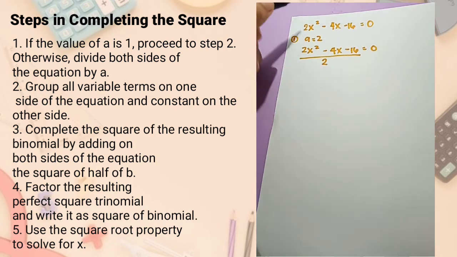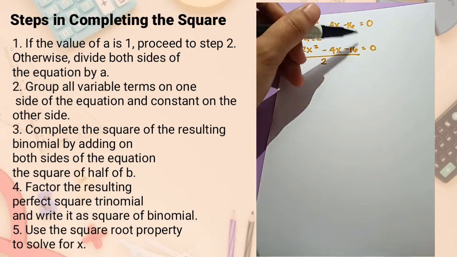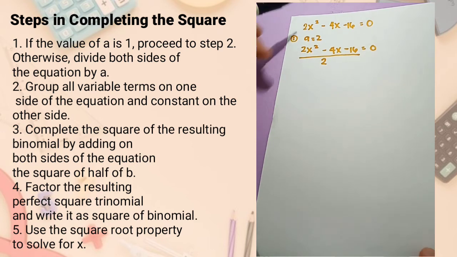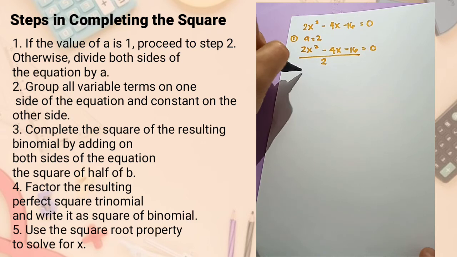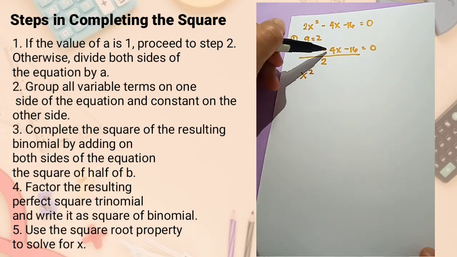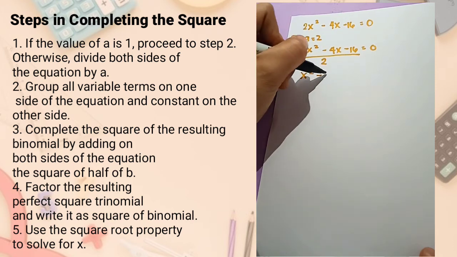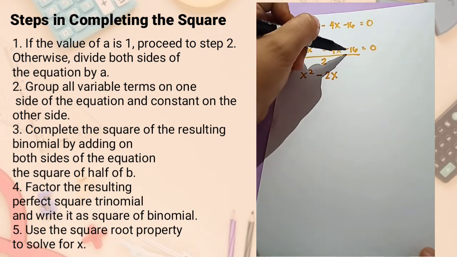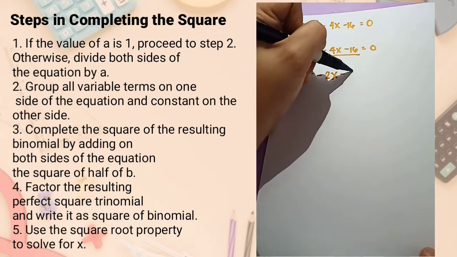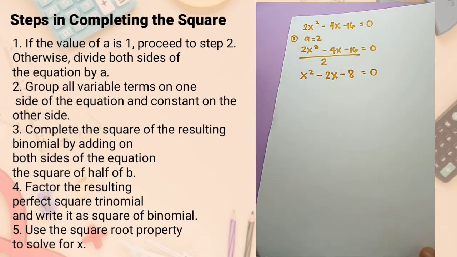So, let's have another example. 2x squared minus 4x minus 16 equals to 0. Since we know that the value of a is not equal to 1 and it is equal to 2, ang gagawin natin ay yung step 1, kung saan i-divide natin yung equation by the value of a. So, 2x squared divided by 2 ay equals to x squared. Negative 4x divided by 2 ay negative 2x. At negative 16 divided by 2 ay negative 8. So, equals to 0.